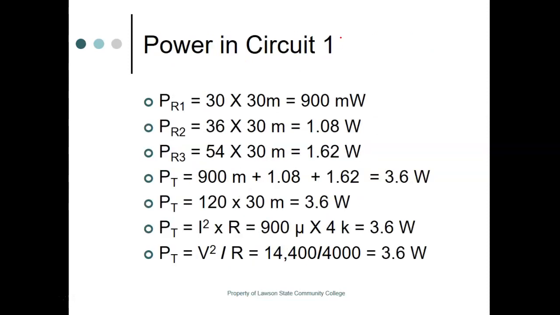Power in circuit 1, you have 900 milliwatts at R1, 1.08 watts at R2, and 1.62 watts at R3. Added up, that gives you 3.6 watts. Okay. There's several different variations of ways that you can calculate that.